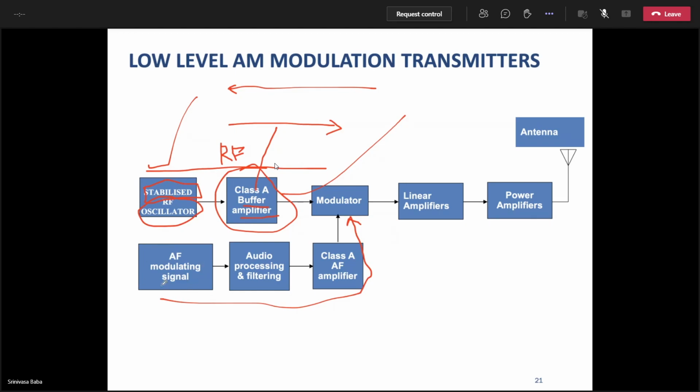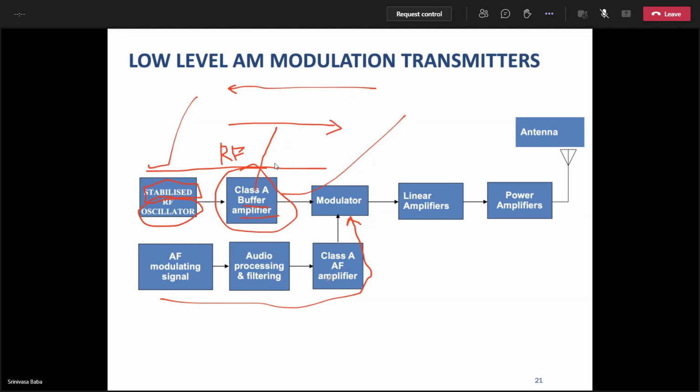This music signal or audio signal can be converted into an electrical signal with the help of a microphone, and then that is applied to an audio processing and filtering circuit, whereby if there is any unwanted noise, you can filter it out and improve the signal to noise ratio of this converted electrical signal.